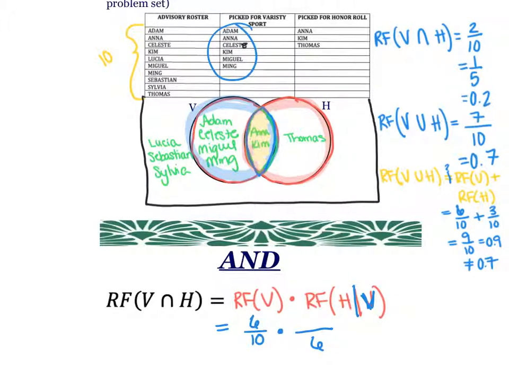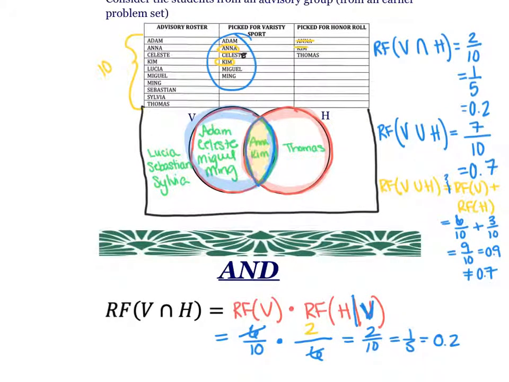So of those 6, how many are on the honor roll? I can see Anna is on the honor roll. Check her off. Kim is on the honor roll. And let's see. That's it. 2 out of the 6. When I multiply these, notice how this 6 cancels, leaving me 2/10 or 1/5 or 0.2, 20%, which is the same thing that I had up here when I was calculating it just using my Venn diagram right up here.